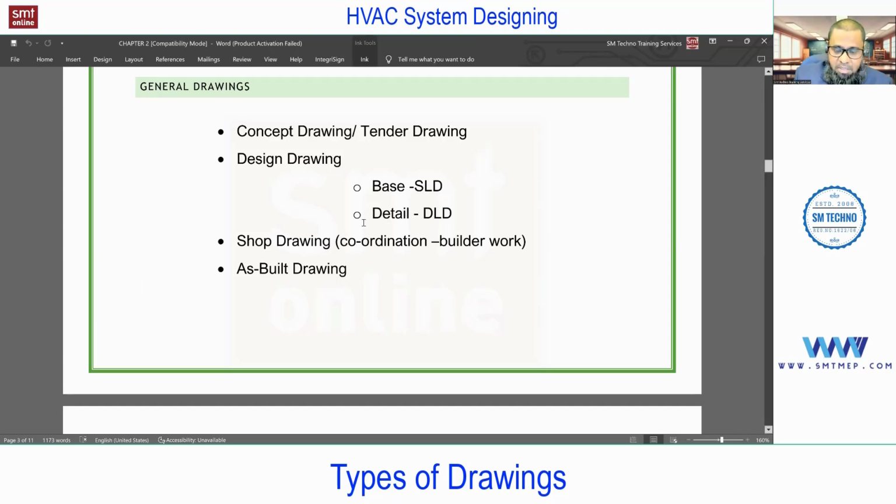But after completing the work, any changes compared with the shop drawing are going to be updated in the shop drawing. The updated shop drawing, as per the actual completion of work, is called the as-built drawing. The name gives you the idea: as built, how you built, based on that we update the shop drawing.